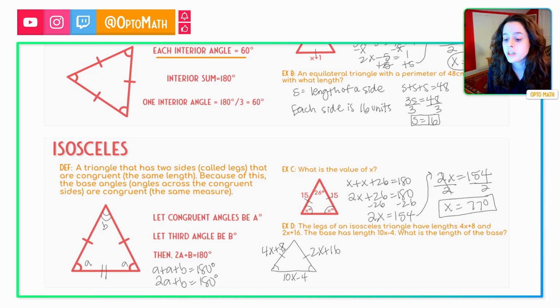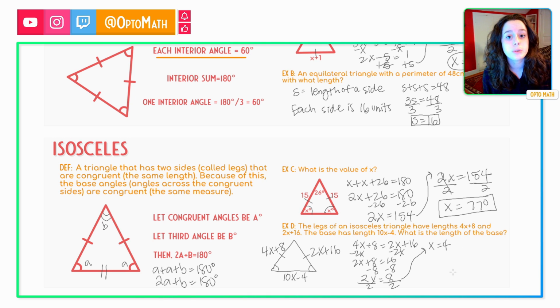Okay, so we know that these two are congruent, so we'll set their lengths equal to each other. And we can find the value of X by solving this equation, and then to finish out the problem to find the length of the base, we will substitute that X value into the expression for the base. Okay, so subtract 2x from both sides. 2x plus 8 is 16. Subtract 8 from both sides. 2x equals 8, and divide both sides by 2. X is equal to 4.